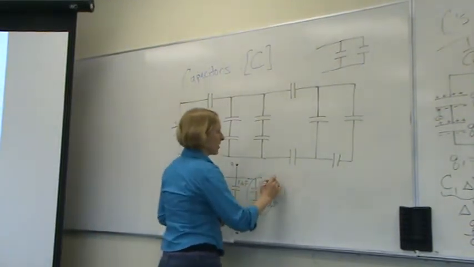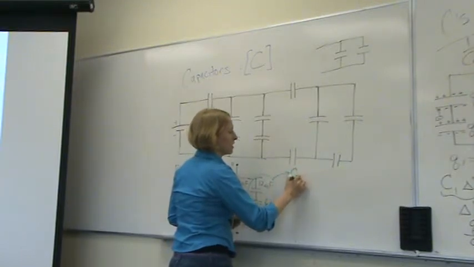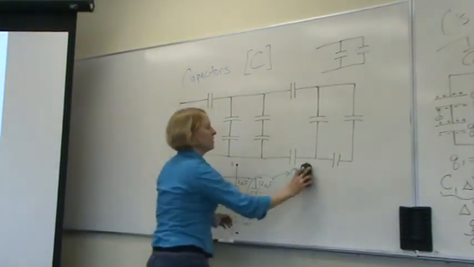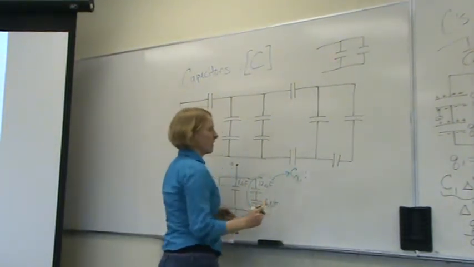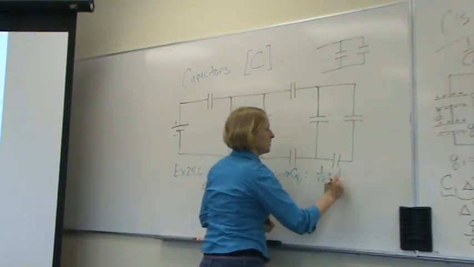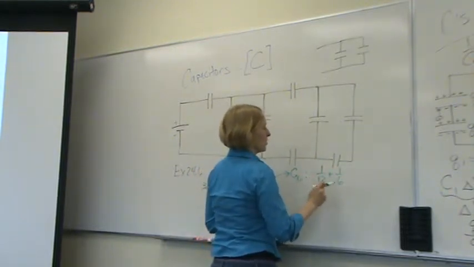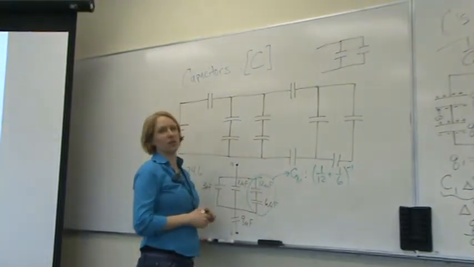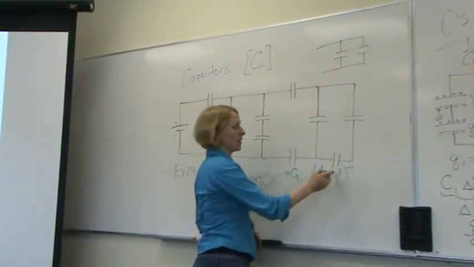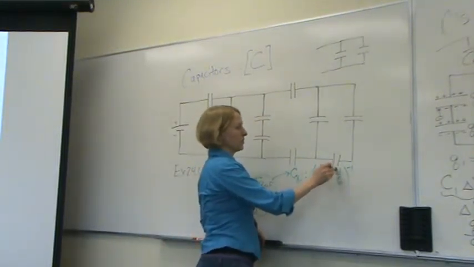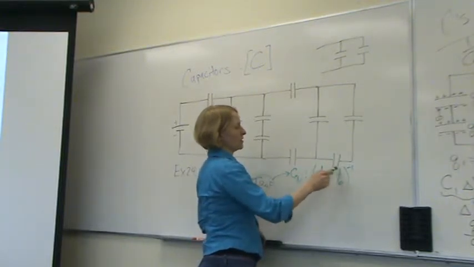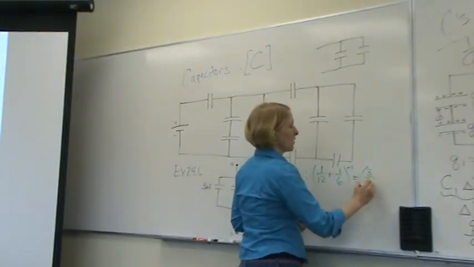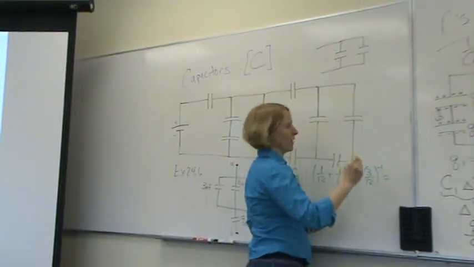Okay, for this group, I'll call that CEQ1. How do we find the equivalent capacitance? It's 1 over 12 plus 1 over 6, all inversed. We could do that in our calculators. If you're doing this by hand, you can do the common denominator thing: 1 over 12 plus 2 over 12 gives you 3 over 12, and then inverse that, and you get 4.